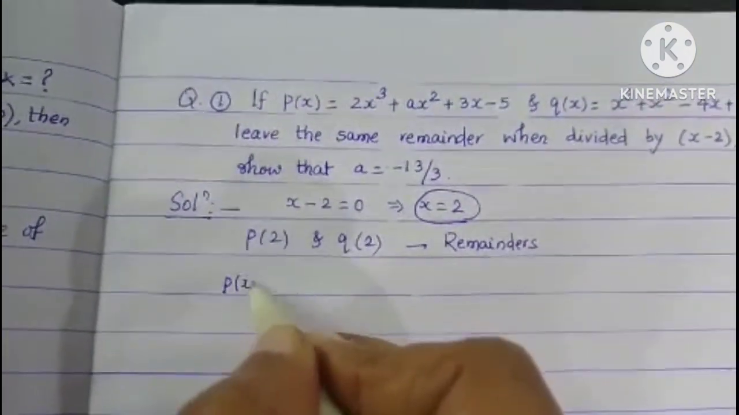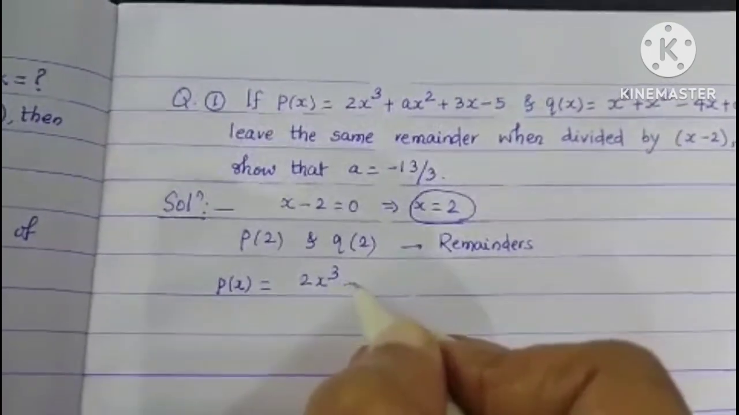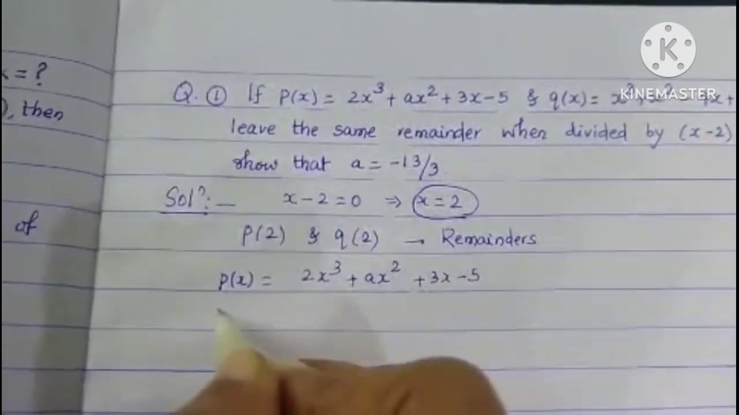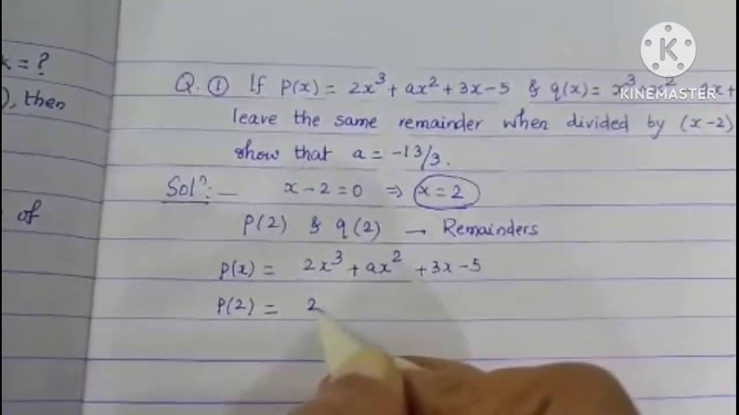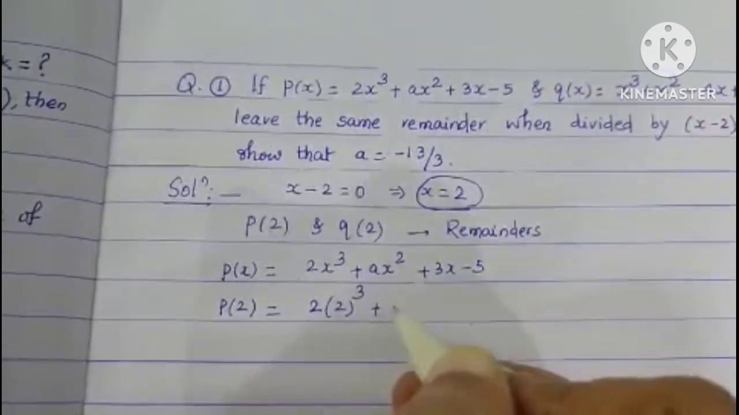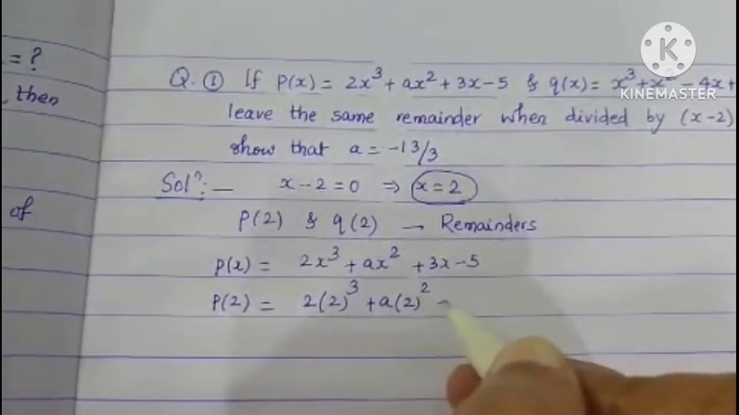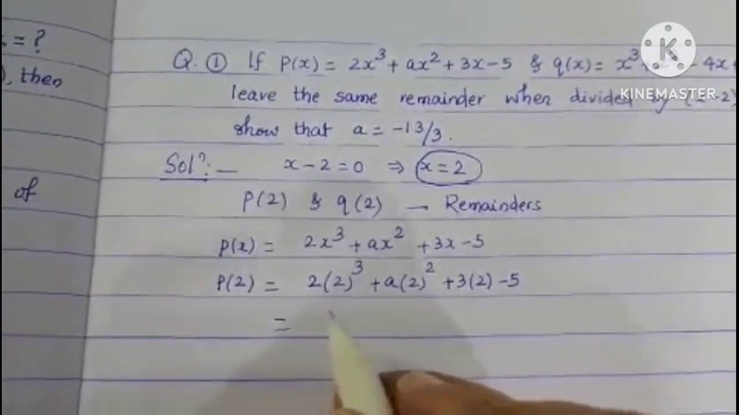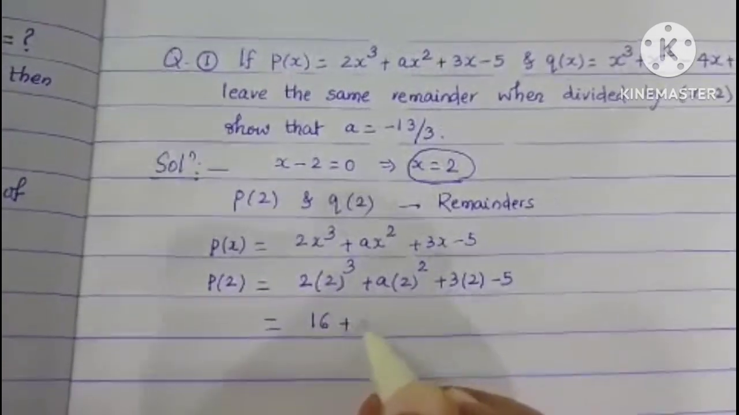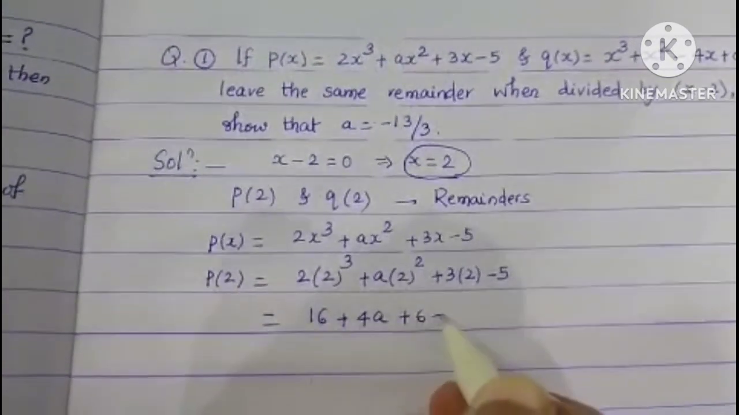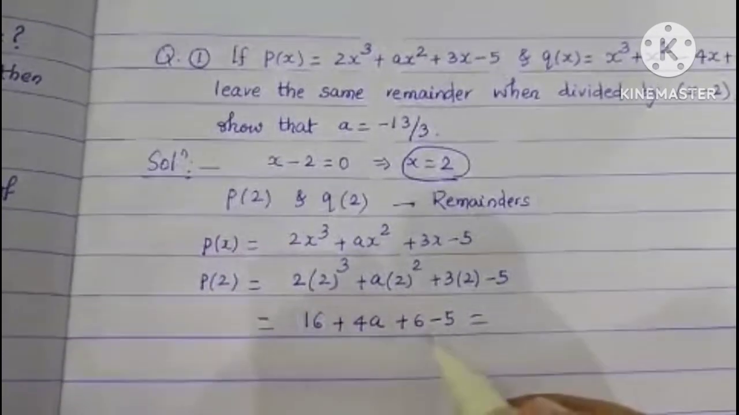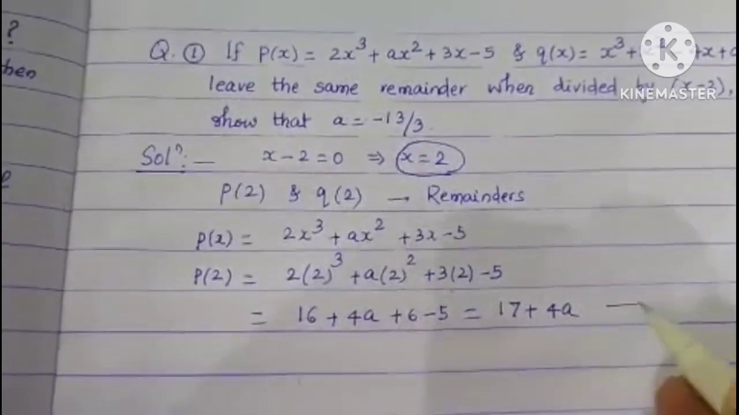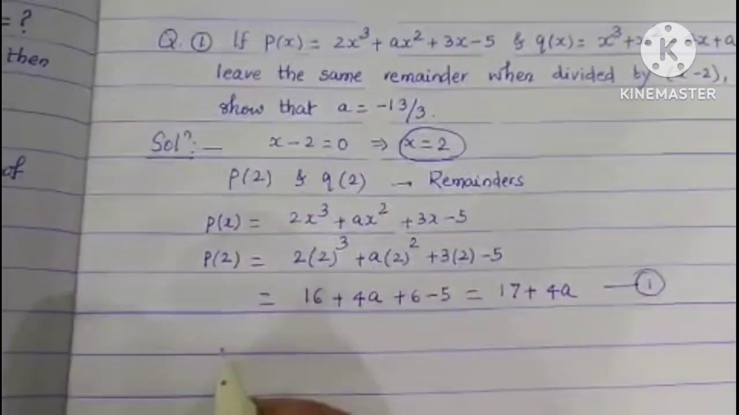So let us first find p2. Px is equal to 2x cube plus ax square plus 3x minus 5. So p2 will be 2 into 2 power 3 plus a into 2 power 2 plus 3 into 2 minus 5. This will give us 16 plus 4a plus 6 minus 5, that will be equal to 17 plus 4a. Okay, let us keep it like this, equation 1.